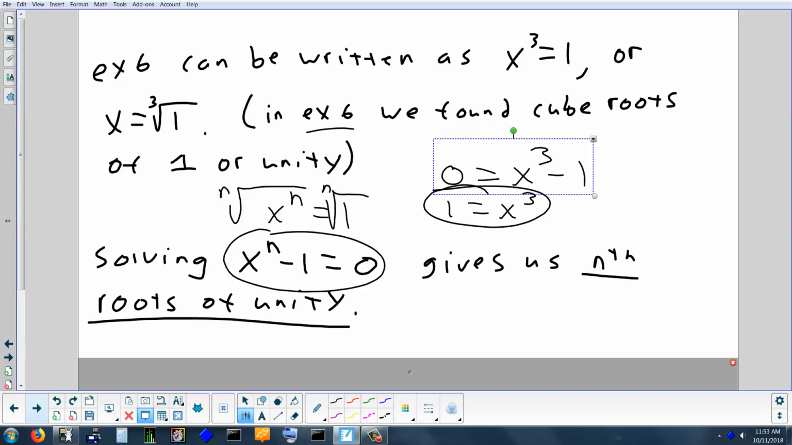If you're doing square roots, you should have 2. If you're doing cube roots, you should have 3. If you were doing fifth roots, you should have 5. Okay? So whatever root you're taking, that's how many answers you'll have.